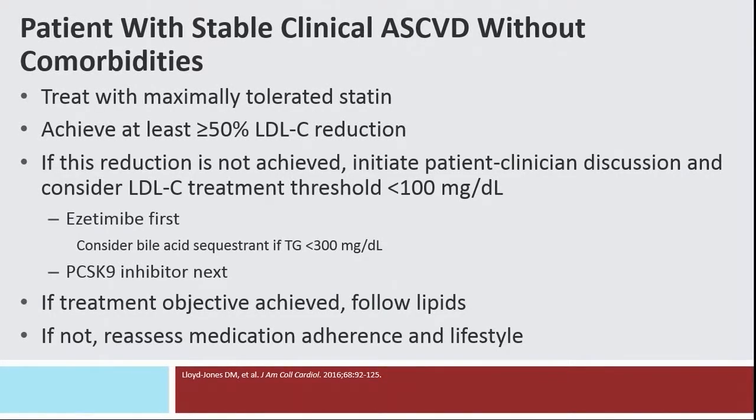So as you look at what the ACC did last year with the expert consensus decision pathway, they said, yes, we're going to look at these 4 statin benefit groups and decide if any of these groups deserve consideration for non-statin add-on drugs. And the first group they started with was stable ASCVD, which is the number 1 statin benefit group, and they divided them up into 2 groups, one without comorbidities and then with comorbidities.